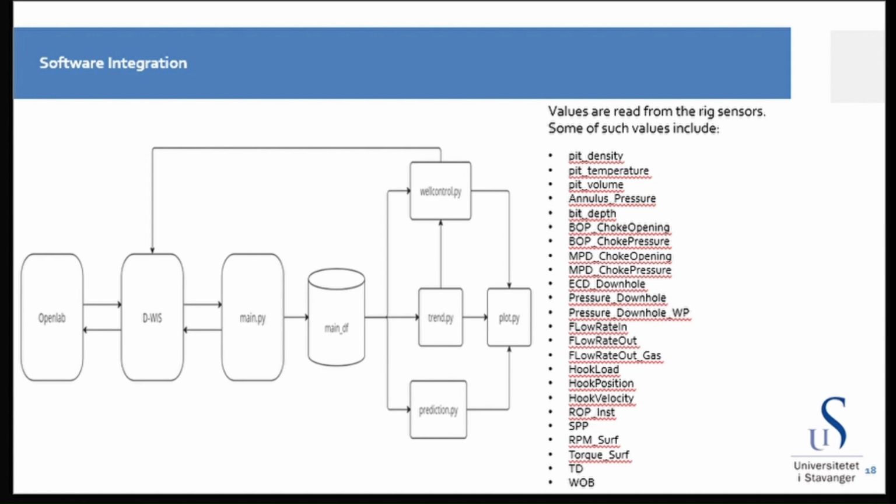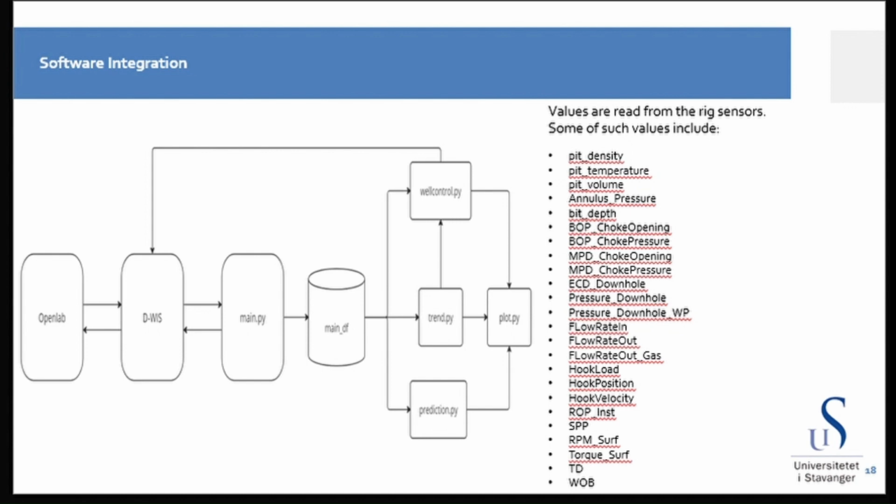So in our main PI, we have all the parameters defined that you can see on the right-hand side. For example, we can get all these values from the DVIS, like pit density, pit temperature, pit volume, but we will not be using all of them in our system, but we can actually get all of them. Of course, it depends on the DVIS system what values we are getting, but right now we can get all these values from DVIS if the user wants.